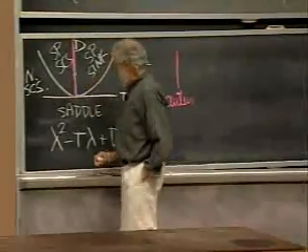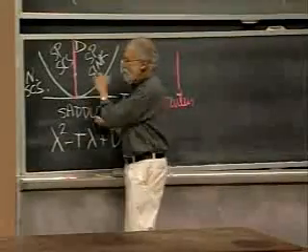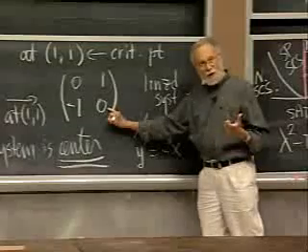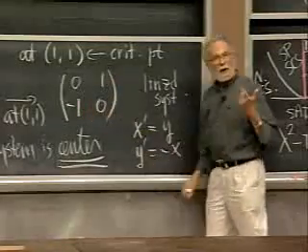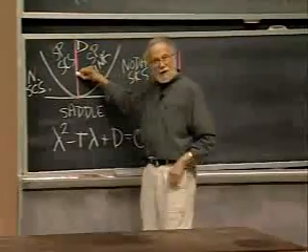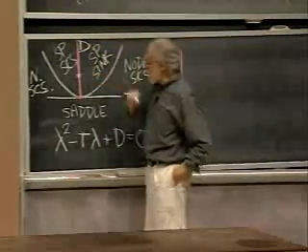The answer is that if we're on a center, for example, this system corresponds to the trace being 0 and the determinant being plus 1. So it corresponds to t equals 0 and d equals 1. This point, in other words.